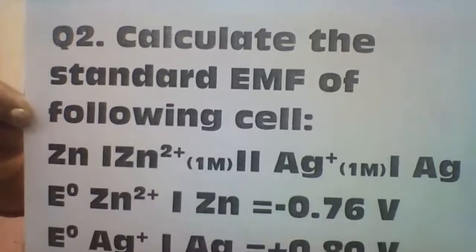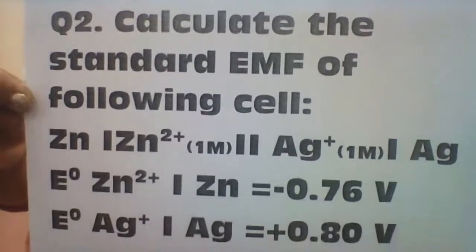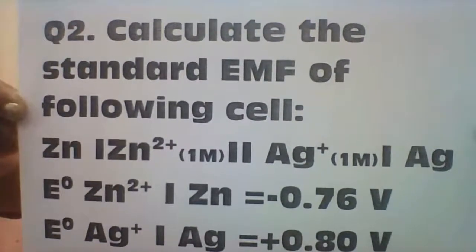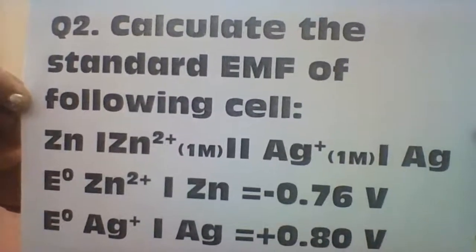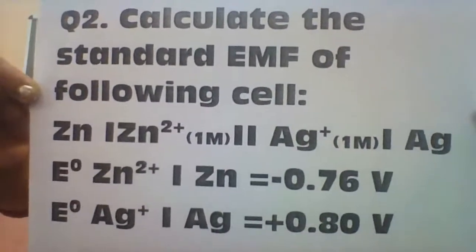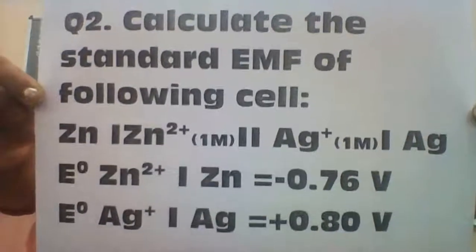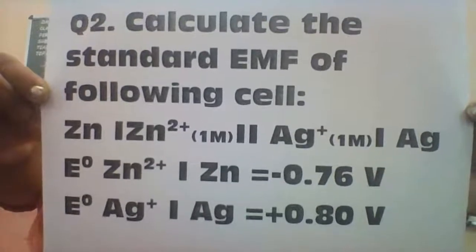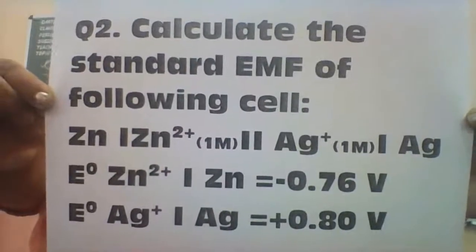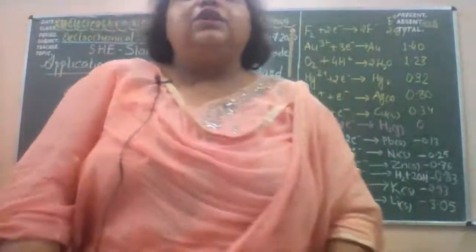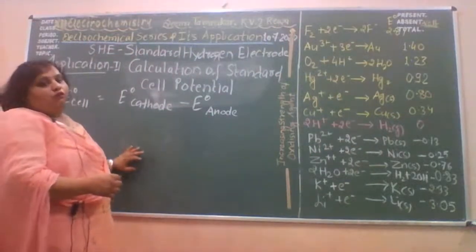But then also for your convenience, since it is the first question of this type, I am giving you the simple question. A cell is represented, zinc is converted into zinc 2 plus ion separated by the salt bridge, and Ag from the solution gets deposited on the Ag electrode. And the value of standard electrode potential of both the species are given here. For the zinc, it is minus 0.76 volt, and for the silver, this is plus 0.80. Now, our task is to find out the cell potential or EMF of the cell.